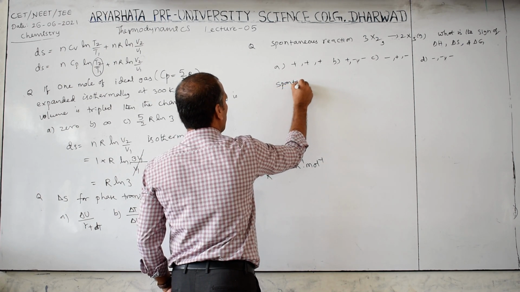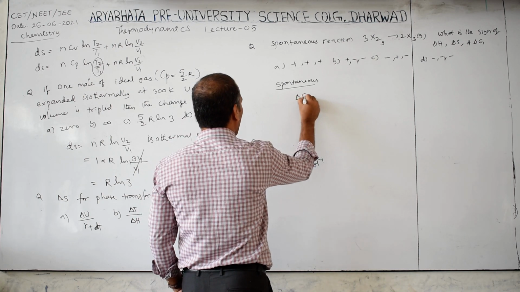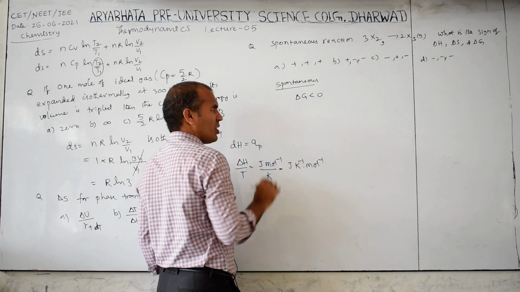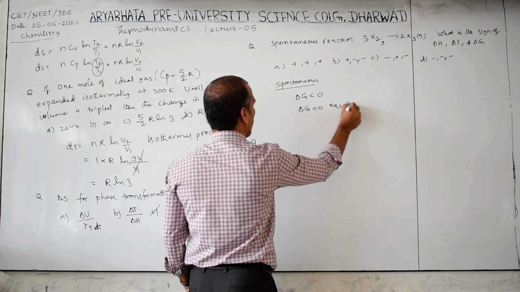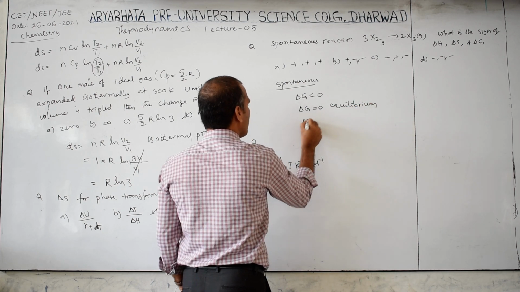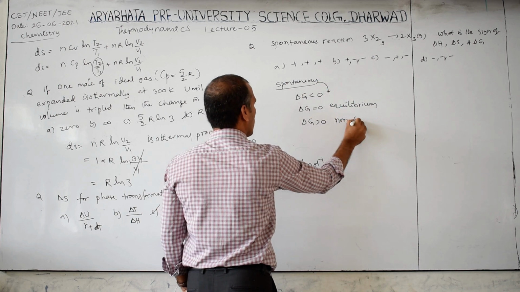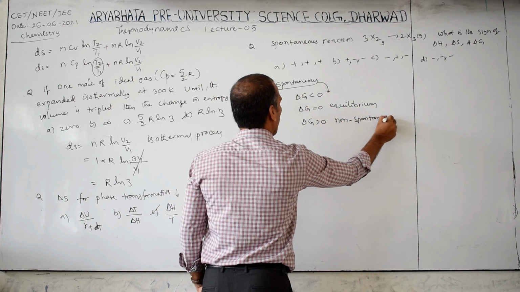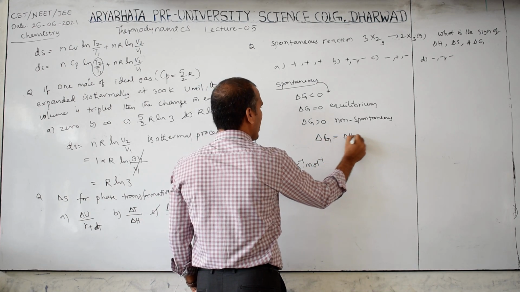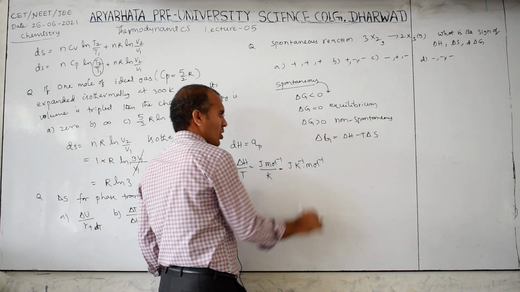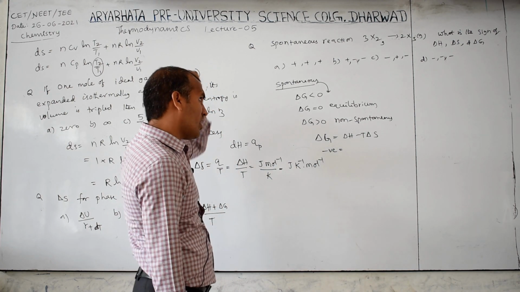For a spontaneous reaction, spontaneous means what? The reaction occurs without external agency. Therefore delta G less than 0 is spontaneous. Delta G equal to 0 is equilibrium. Delta G greater than 0 is non-spontaneous. This is spontaneous, this is non-spontaneous. Okay. Therefore, what is the formula? Delta G is equal to delta H minus T delta S. To get this negative, what are the possible conditions?